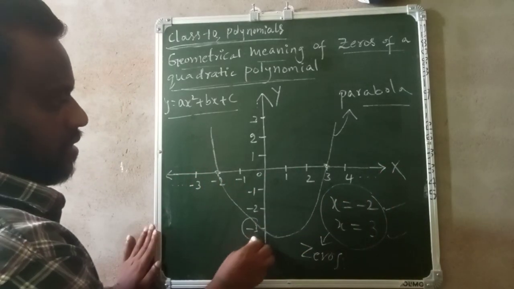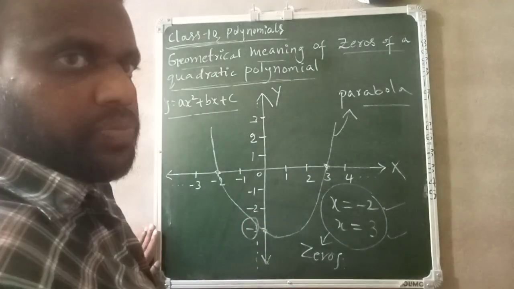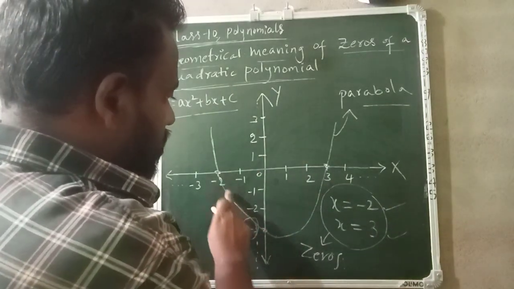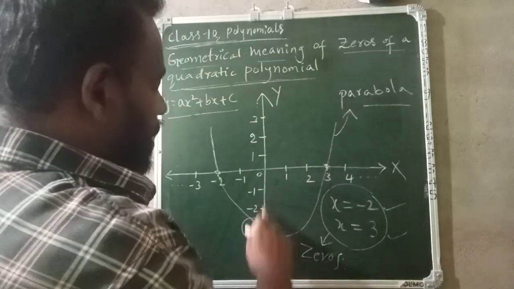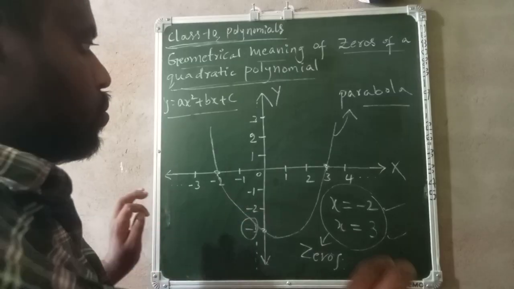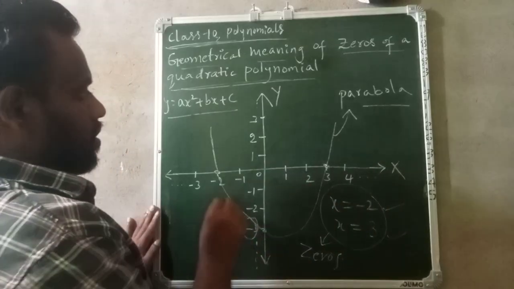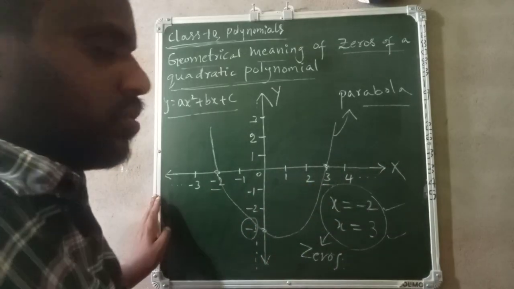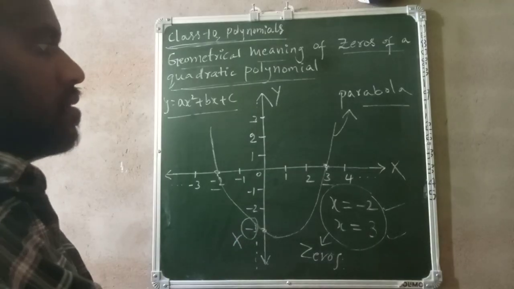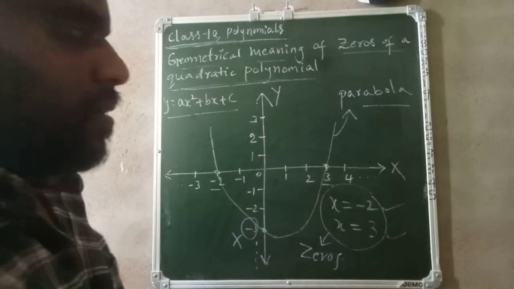Don't consider this -3. See, this curve is cutting here also, but -3 is not a zero because this is the y-axis. At this point, the curve is cutting the y-axis. Zeros means we have to see where the curve cuts the x-axis. So -2 and 3 are the zeros. This -3 is not a zero, it is wrong, because zeros will exist only when the curve cuts the x-axis. Simple.